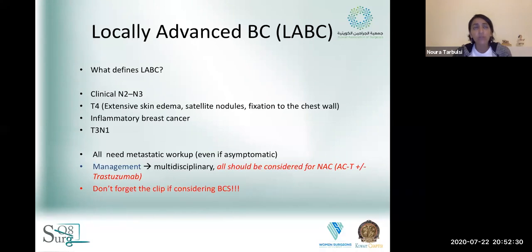Don't forget to place a clip in the tumor if you are considering doing lumpectomy after chemotherapy, because sometimes you will see that the patient has a great response and the tumor has completely disappeared clinically and radiologically. So if you're considering doing a lumpectomy after chemotherapy, throw in a clip in the heart of the tumor. So even if the tumor disappears, you can put a wire in the clip and get the tumor area.